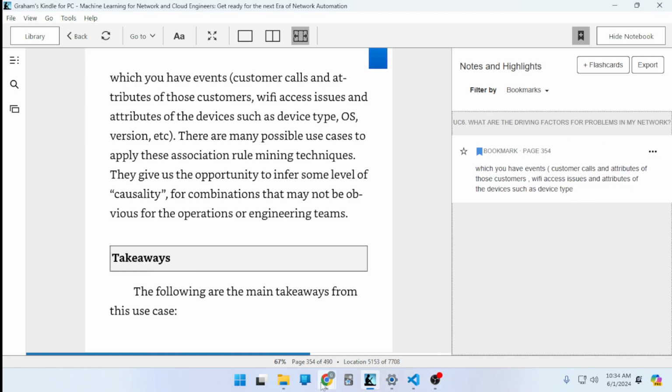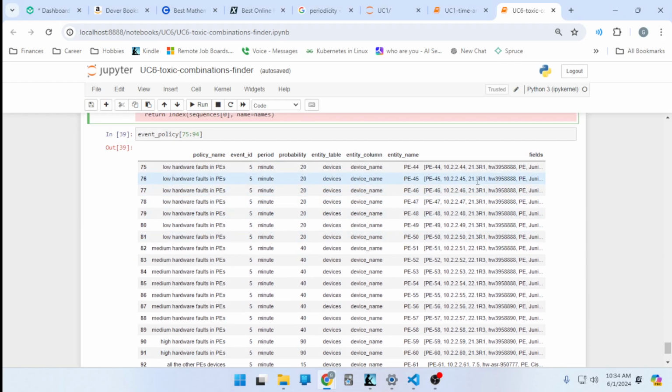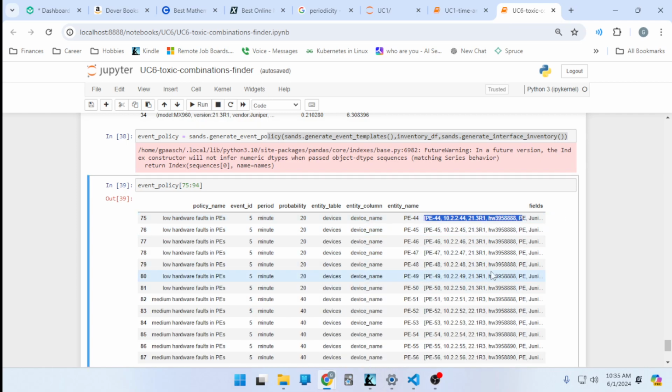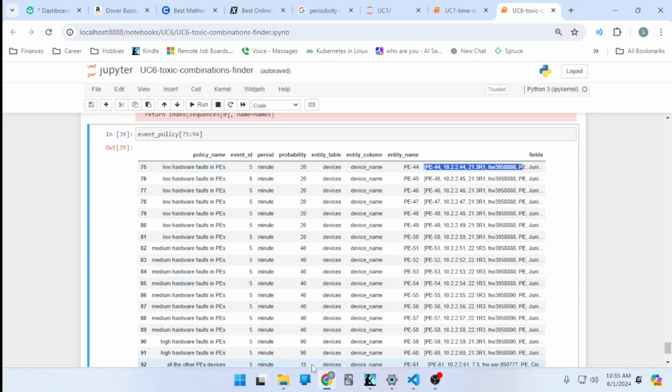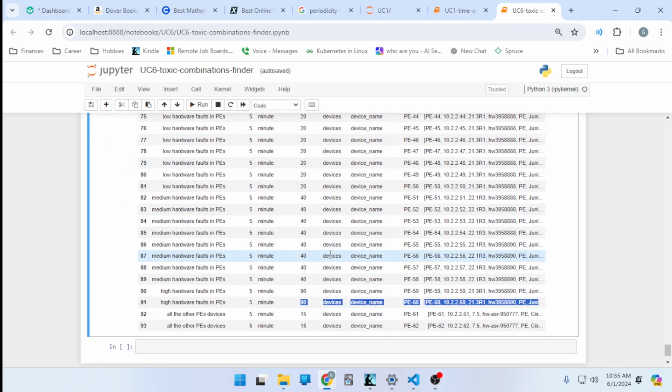I do want to take a quick break here. Okay, so we do have this printing out now. So yeah, this is pretty cool. We get to the policy name. So we get hardware faults, and then we get the entity name, and so we can really narrow that down, and probability. So we got a 90% probability here. Yeah, pretty cool stuff.